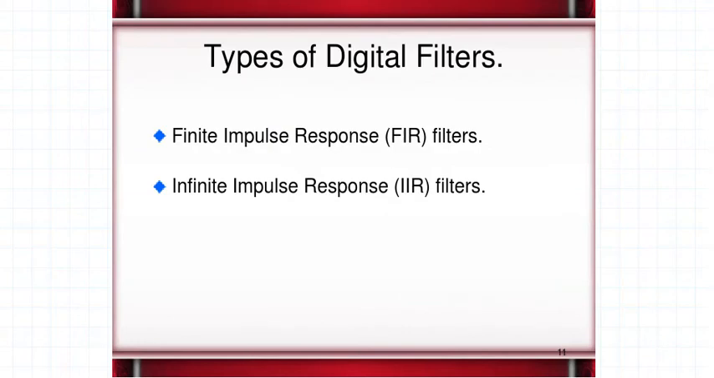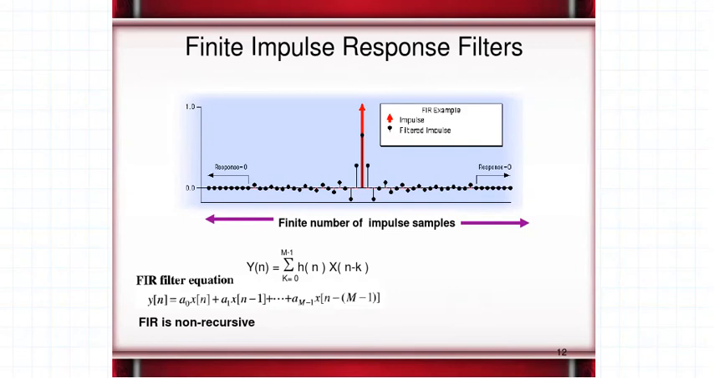So, what are the types of the filters now? There are basically two types of filters: finite impulse response and infinite impulse response. Let us look at each of them in detail. Finite impulse response: as the name suggests, the impulse response here is of finite duration. You could see from the figure that the impulse response is of finite duration.